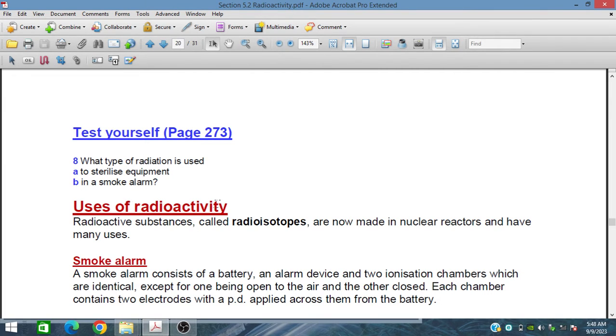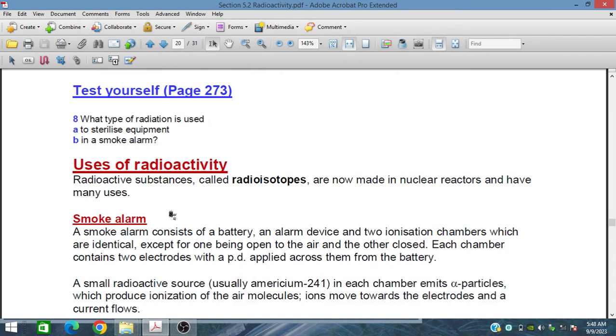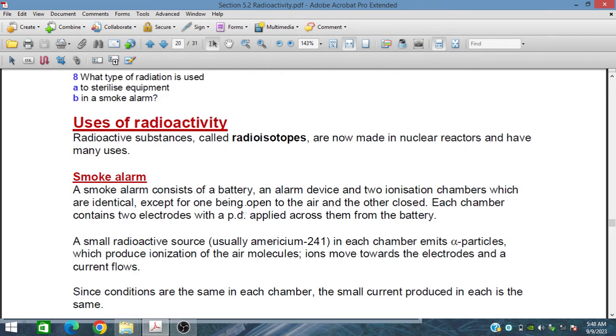The uses of radioactivity. Radioactive substances called radioisotopes are now made in nuclear reactors and have many uses. A smoke alarm consists of a battery, an alarm device, and two ionization chambers, which are identical except for one being open to the air and the other closed. Each chamber contains two electrodes with the battery across them.